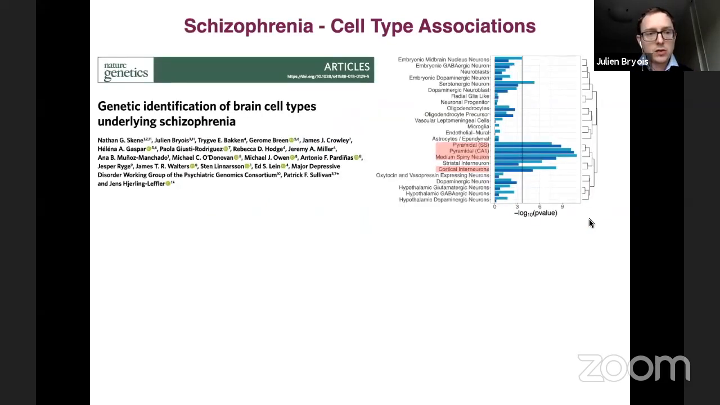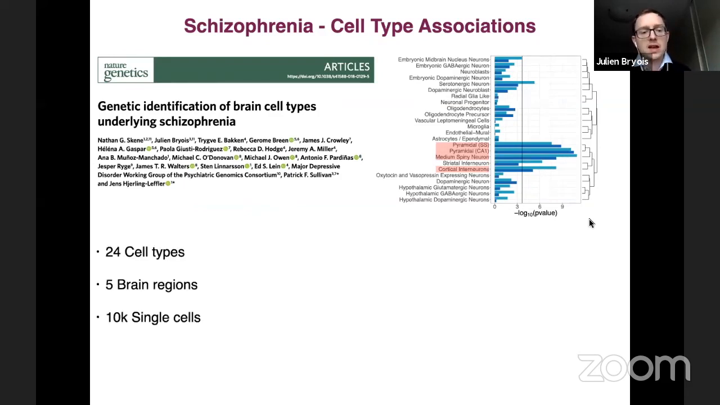We published our paper on schizophrenia two years ago, where we found association with pyramidal neurons from the somatosensory cortex, pyramidal neurons from the CA1 region of the hippocampus, medium spiny neurons from the striatum, and cortical interneurons. But this was only taking advantage of 24 cell types from 5 brain regions and using 10,000 single cells. I think this was a great first pass, but of course the brain is more complex, there are more brain regions and more cell types.